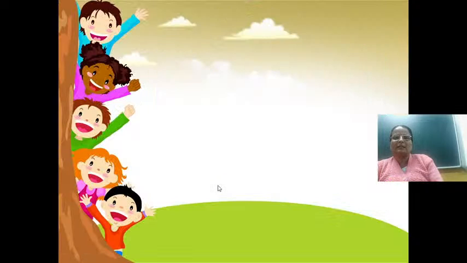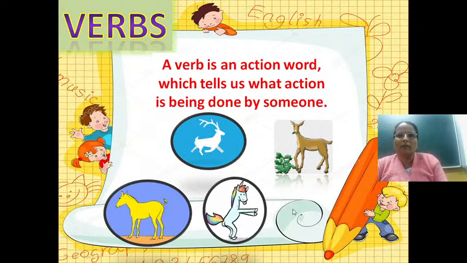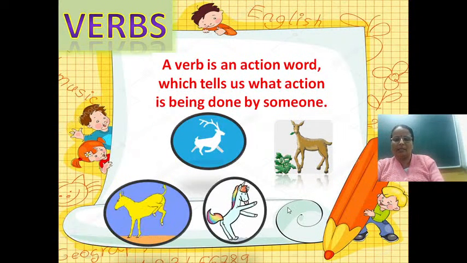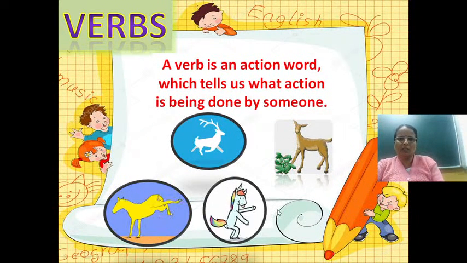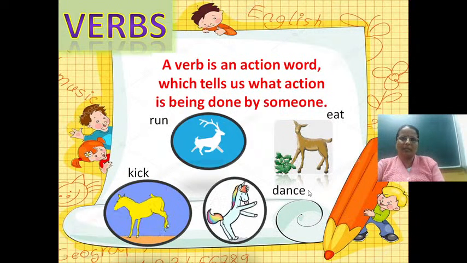So let's just rewind what we have learned today. We have discussed about verb and we understood verb is an action word. It tells us the action done by someone or something, and we have seen the samples also. Right now some other samples we can discuss.